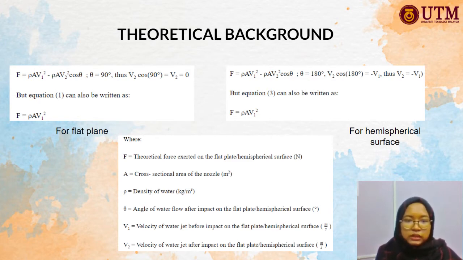where the expressions are: F equals theoretical force exerted on the flat plate or hemispherical surface, Newton; A equals the cross-sectional area of the nozzle, m squared; rho equals density of water, kg/m cubed; theta equals angle of water flow after impact on the flat plate or the hemispherical surface, degrees; V1 equals velocity of the water jet before the impact on the flat plate or the hemispherical surface; and V2 equals the velocity of the water jet after the impact on the flat plate and the hemispherical surface. So that's all from me. I will now pass to the next person to explain.